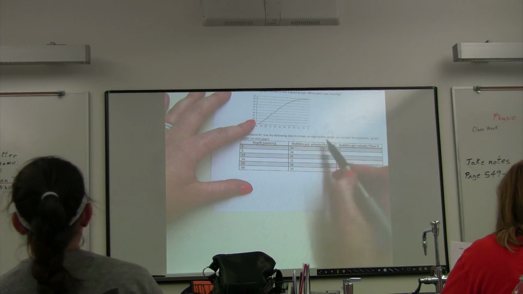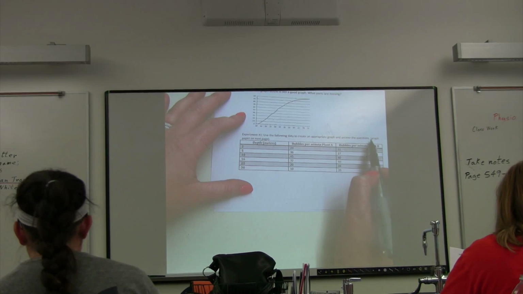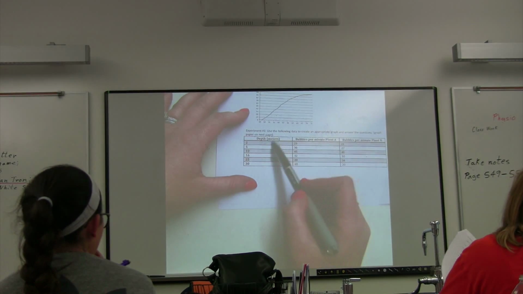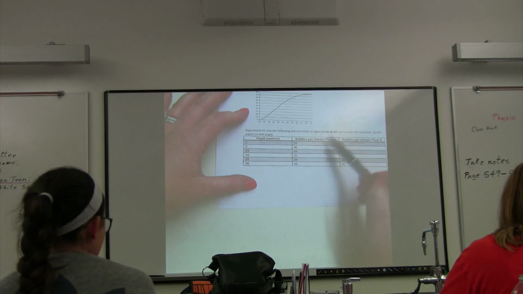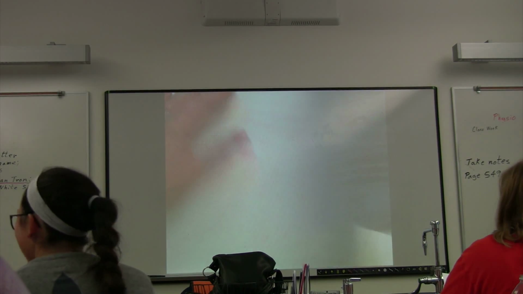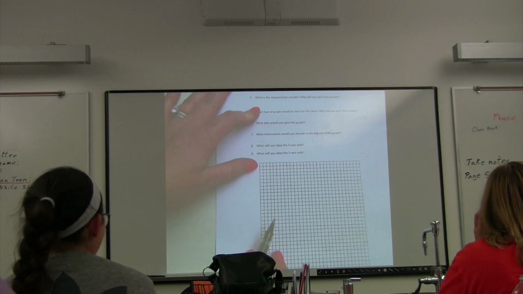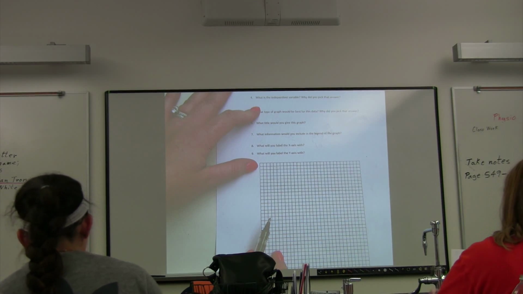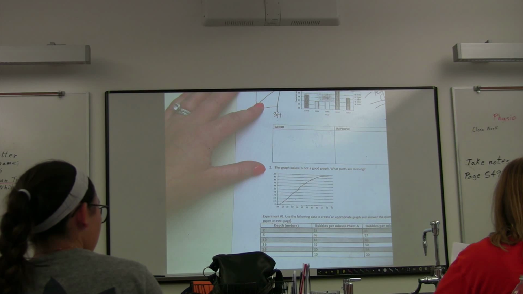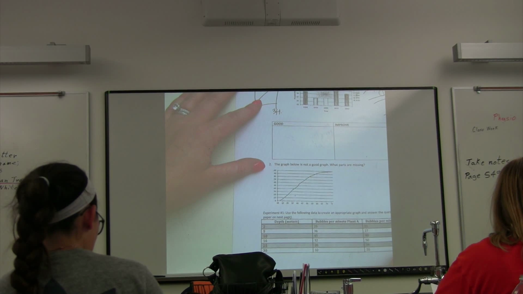Use the following data to create an appropriate graph and answer the questions. Graph paper on the next page. So let's look at this stuff that we have. We have depth in meters. We have bubbles per minute in plant A and bubbles per minute in plant B. So we're going to first answer some questions. What is the dependent variable? The number of bubbles per minute.